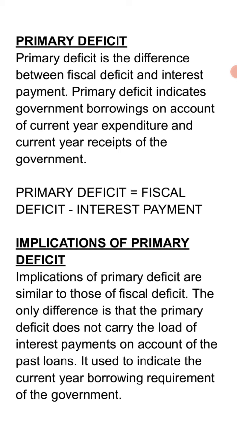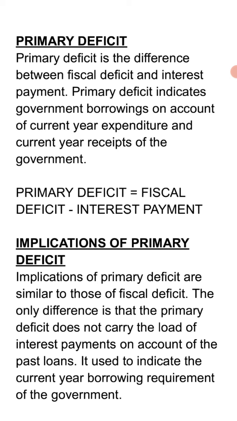And what is the formula? The formula is primary deficit equals fiscal deficit minus interest payment. And what are the different implications? Just see over here. Implications of primary deficit are similar to those of the fiscal deficit, because fiscal deficit also tells about the borrowings and primary deficit also tells about the borrowings. So most of the implications are the same.